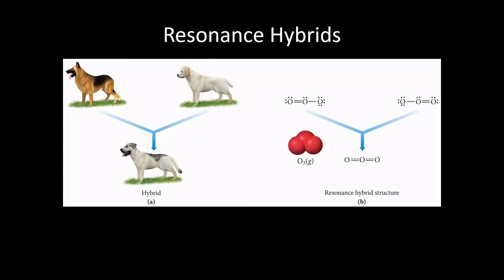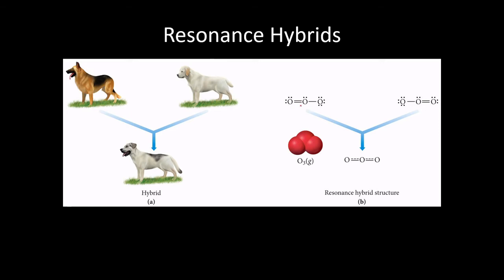It's somewhere in between. It's kind of like breeding dogs, or really breeding any kind of animal. If you take two different breeds of dogs and you breed those together, you get something that's in between. It's not one, it's not really the other, it's kind of something in the middle between the two. Same thing here with resonance structures, resonance hybrids.